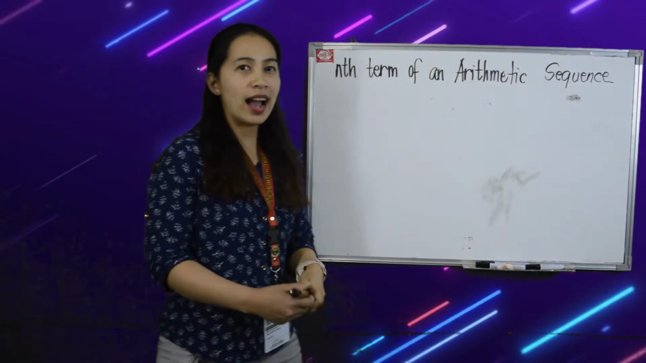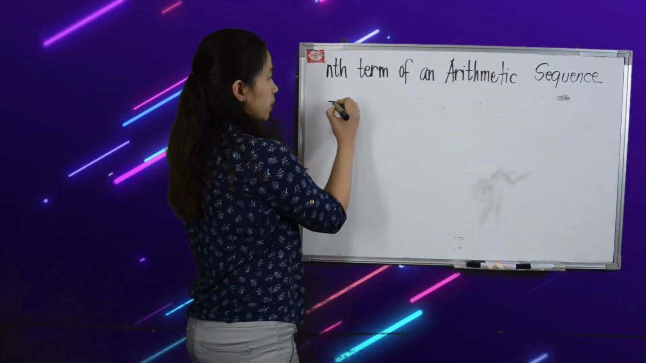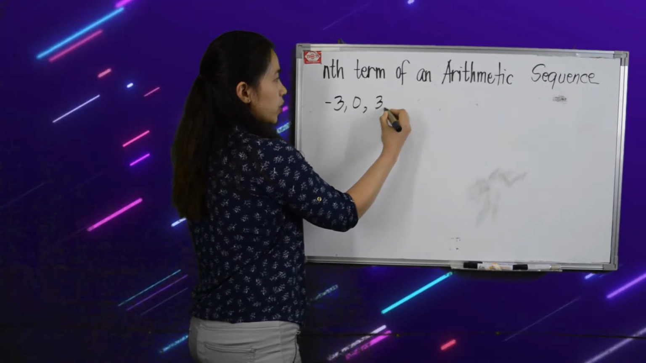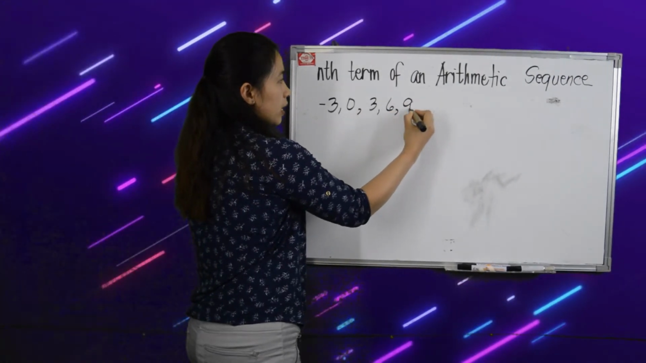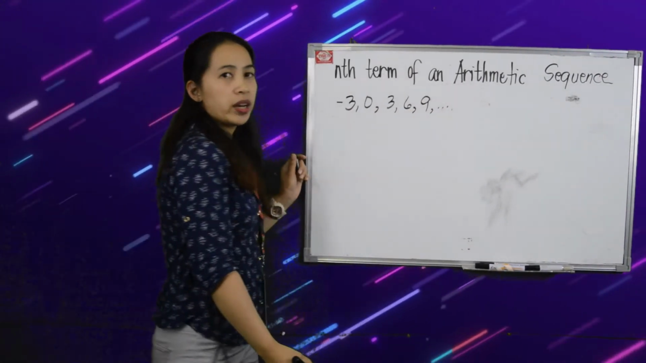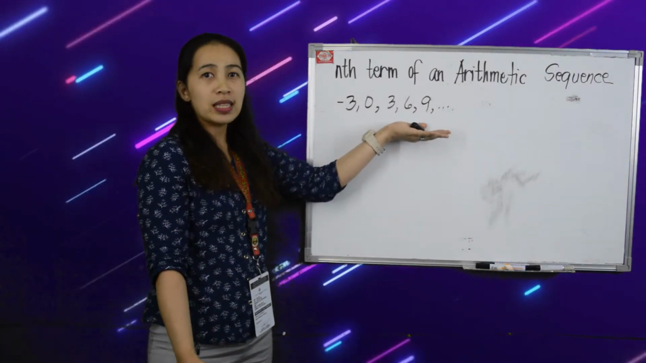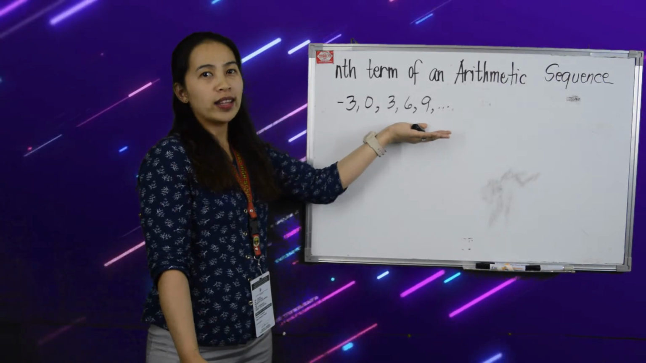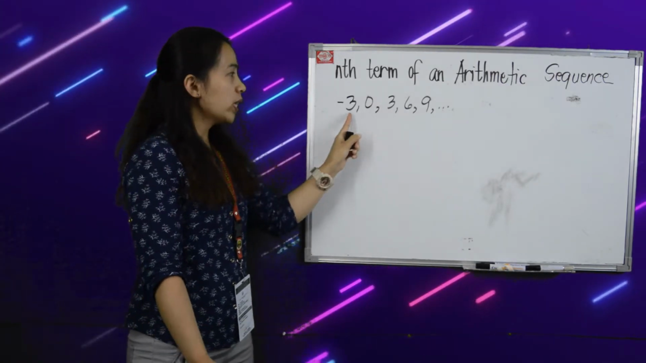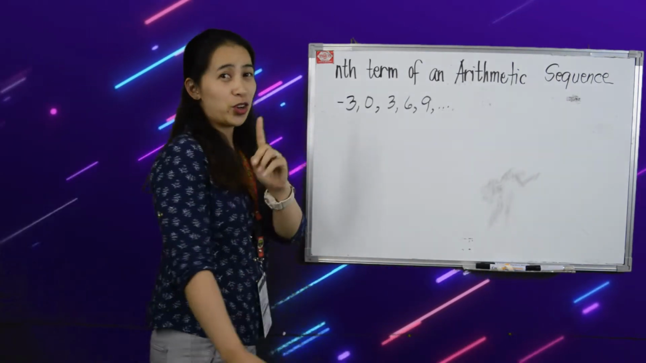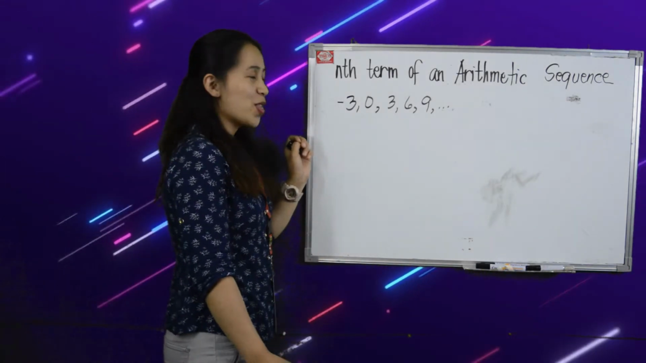Let's consider an example. -3, 0, 3, 6, 9, and so on. How are you going to know that this is an arithmetic sequence? You check on the pattern. What is the pattern of this sequence? Correct. We are adding 3.